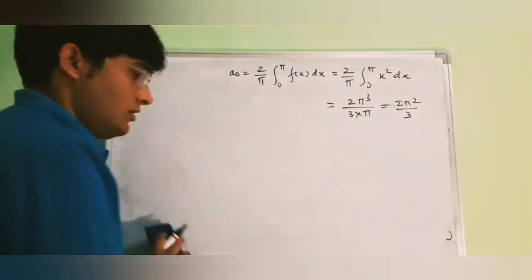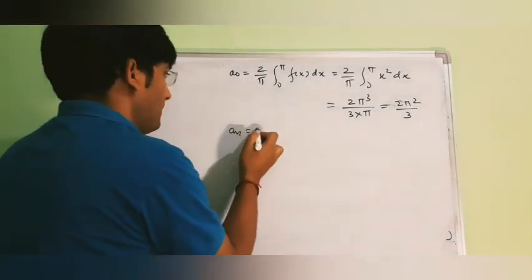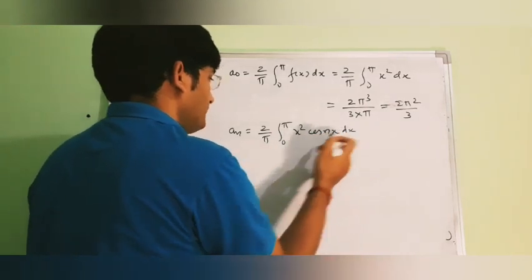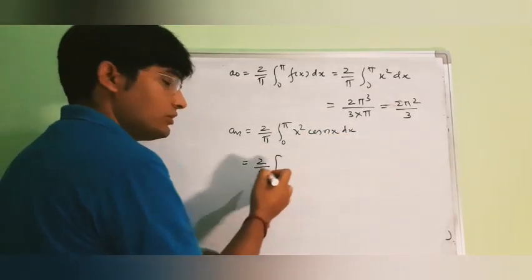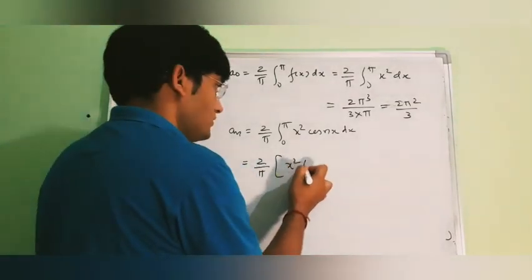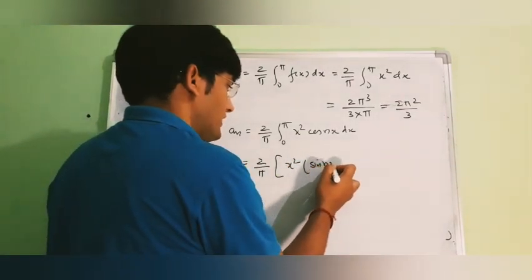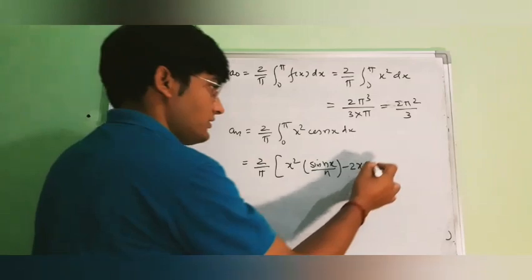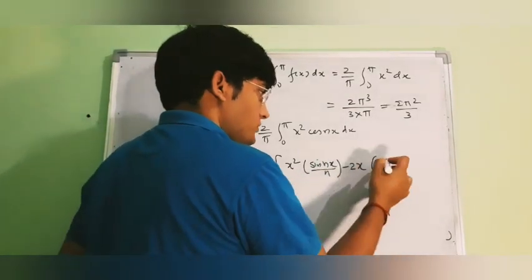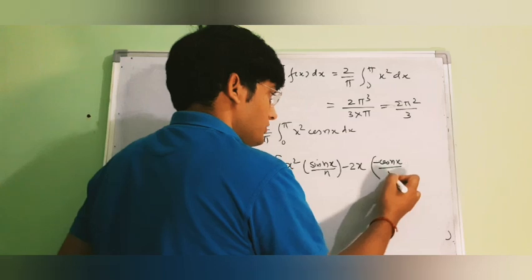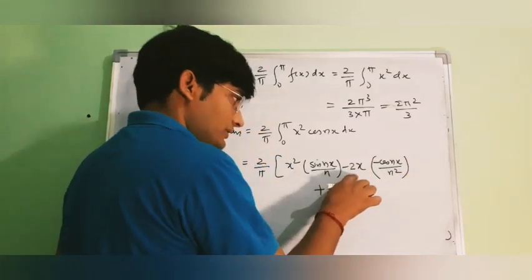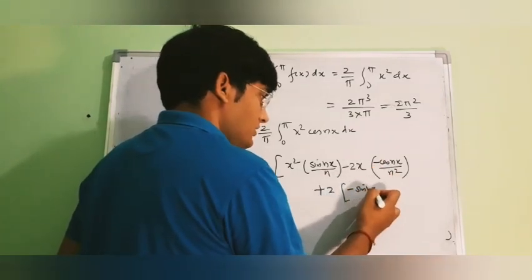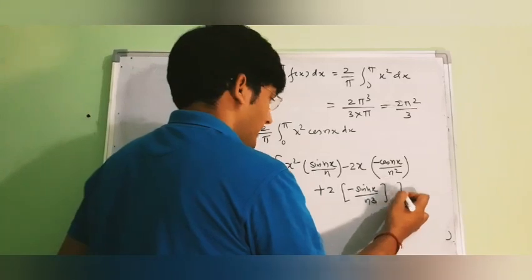bn is 0. Now an will be 2 upon pi, integral 0 to pi x square cos nx dx. Now we can use the Bernoulli rule of integration, which is your x square. Integration of cos nx will be sin nx upon n, then we will have minus, then the derivative of x square, that is 2x, then the integration of sin, which is minus cos nx upon n square. We will have plus, then the derivative of 2x, that is 2, then the integration of cos nx, which is sin nx upon n cube, and the limits from 0 to pi.